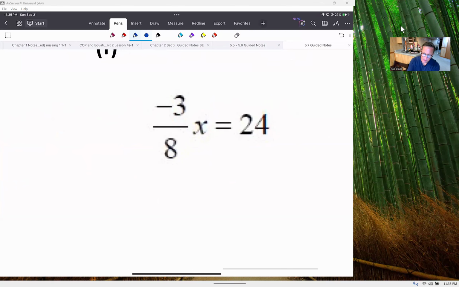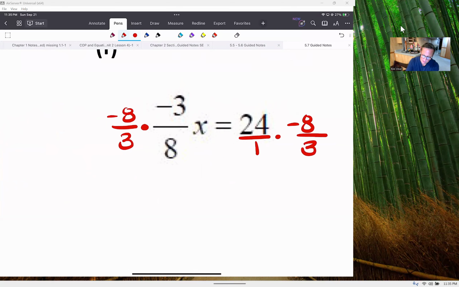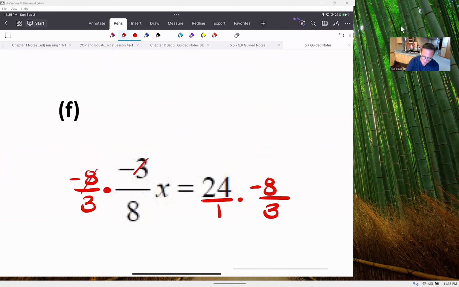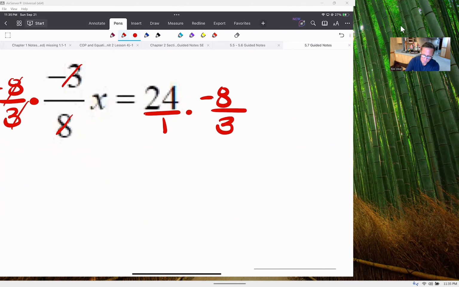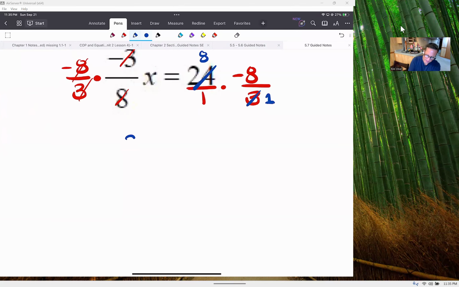Deja vu here. And then right here, we're going to multiply both sides by negative 8/3. Let's flip it. So negative 8/3. All this stuff over here cancels and turns into 1. And then 24 and 3 can be divided by 3. 24 divided by 3 is 8, and you get x equals negative 64.